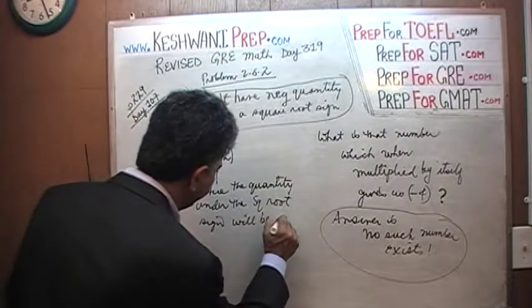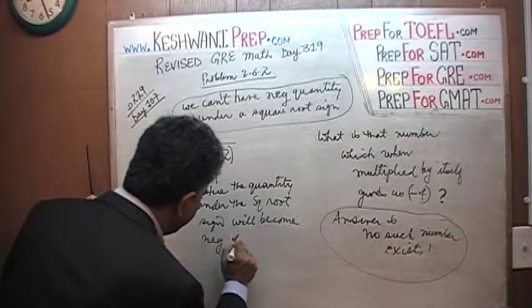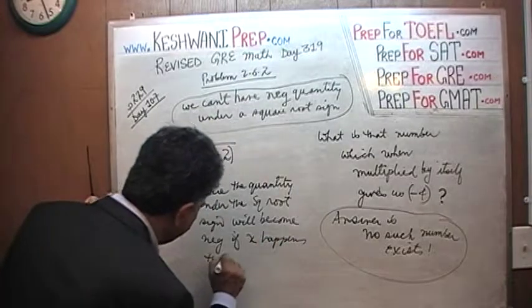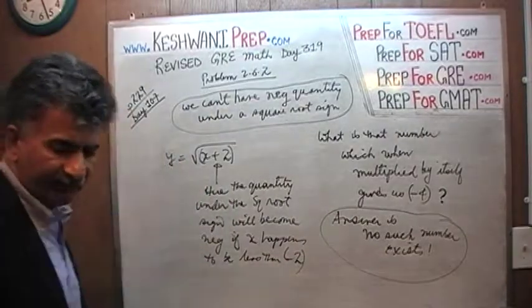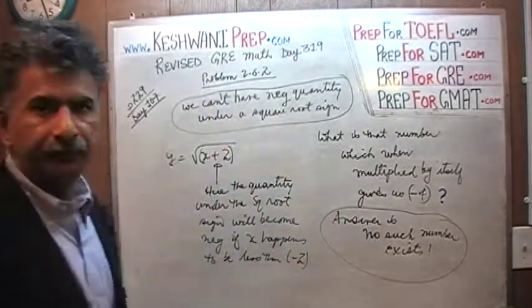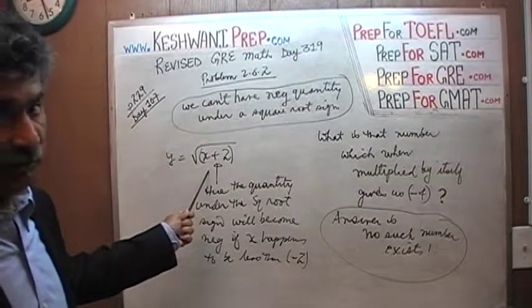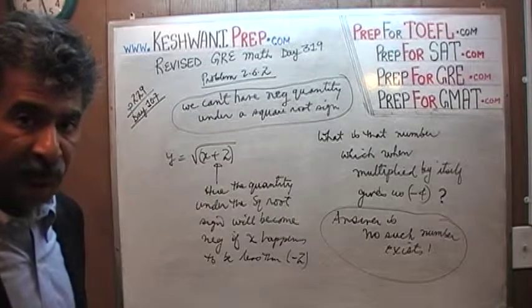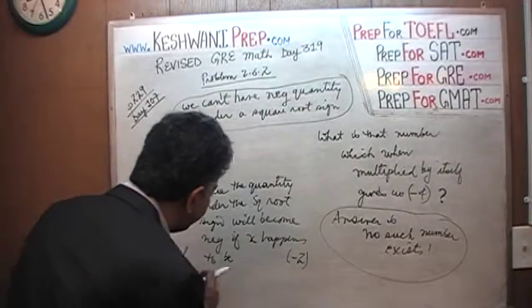The quantity under the square root sign will become negative if x happens to be less than negative 2. If x is negative 3, negative 3 plus 2 is going to give us negative 1. We can't have a negative quantity under the square root sign. Can x be negative 2 itself? Can x be negative 2? We just said it has to be less than negative 2.